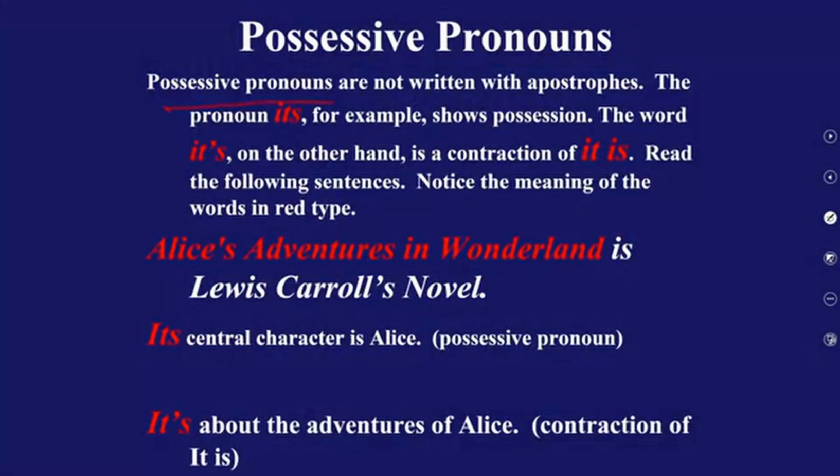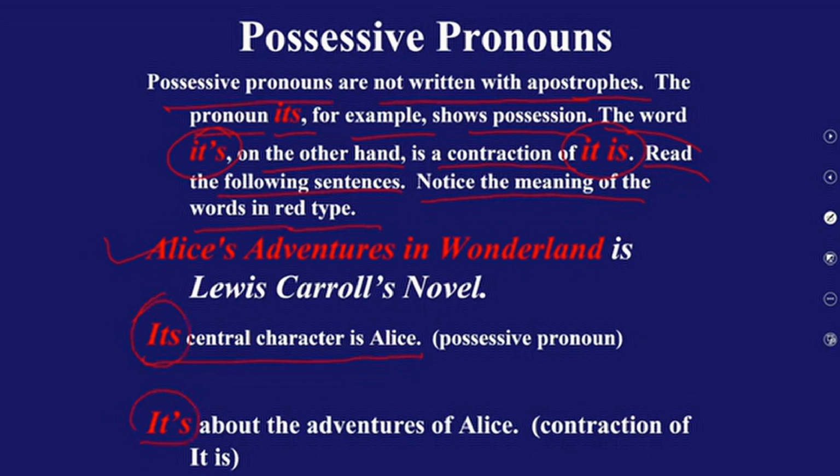Possessive pronouns are not written with apostrophes. The pronoun its, for example, shows possession. The word it's, on the other hand, is a contraction of it is. Read the following sentences. Notice the meaning of the word in red type. Alice's Adventures in Wonderland is Lewis Carroll's novel. Its central character is Alice. So its here is showing possession, and it's here is showing the contraction.